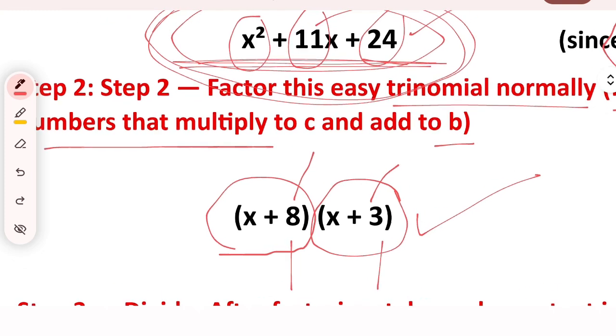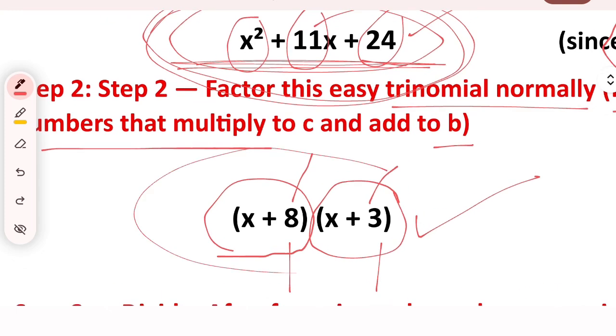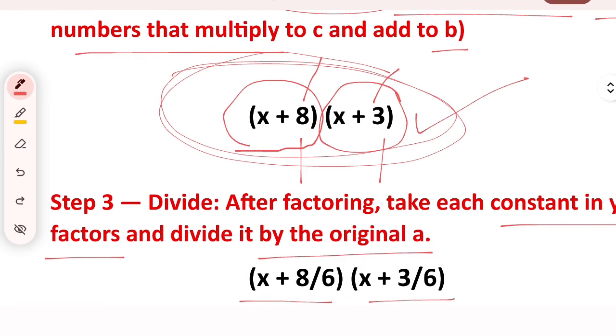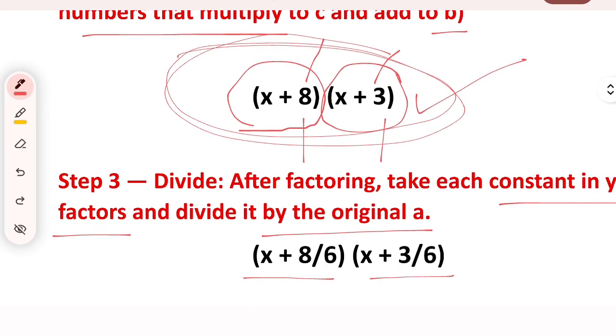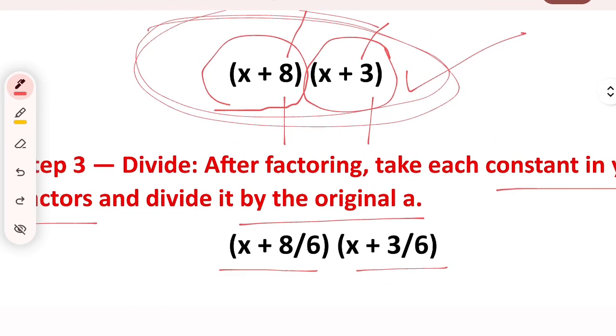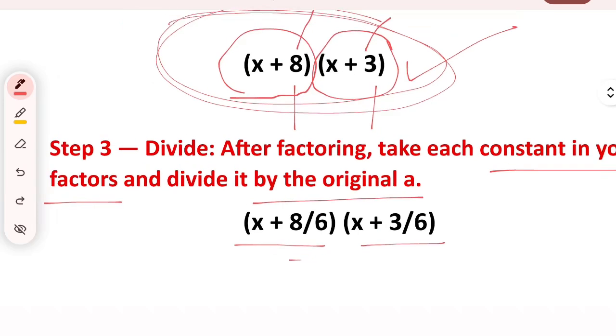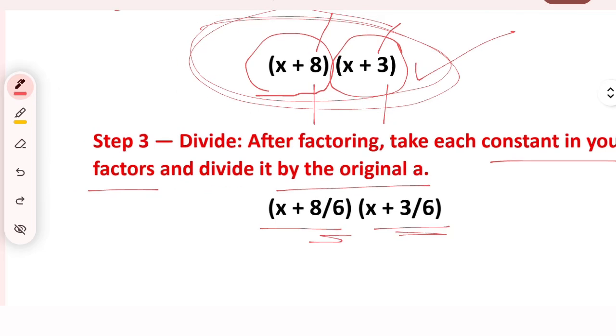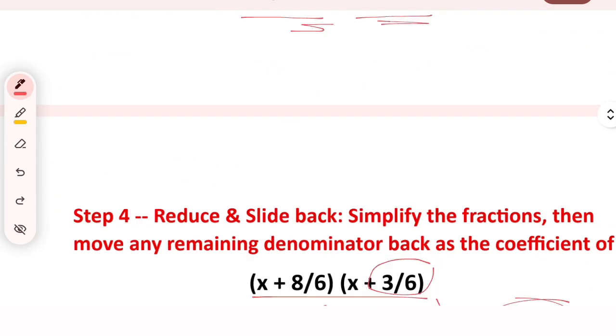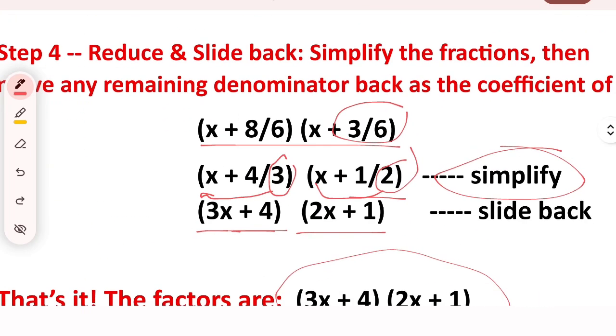After that, you find those two numbers and come out with these factors. Once you have those two factors, now is to put the 6 back. And we need to divide the constants by 6. After you divide the constants by 6, you simplify it if you can. So we simplified it to 4/3 and 1/2. Now there is still a fraction over there. If there's still a fraction there, then you need to slide it back.